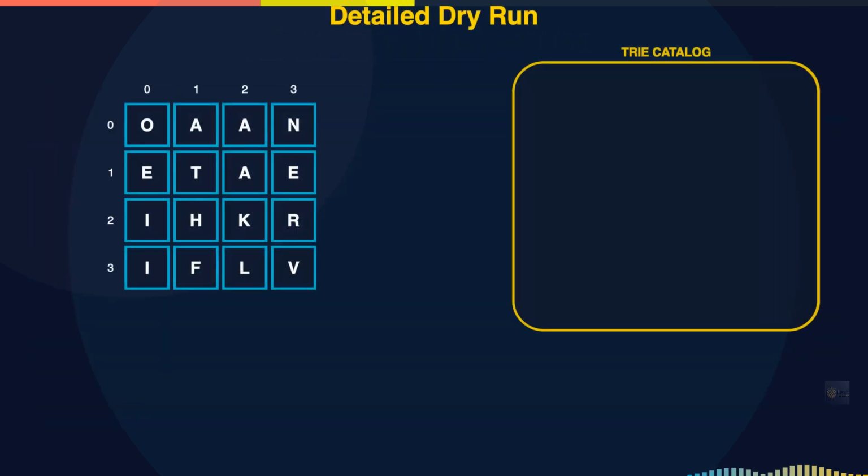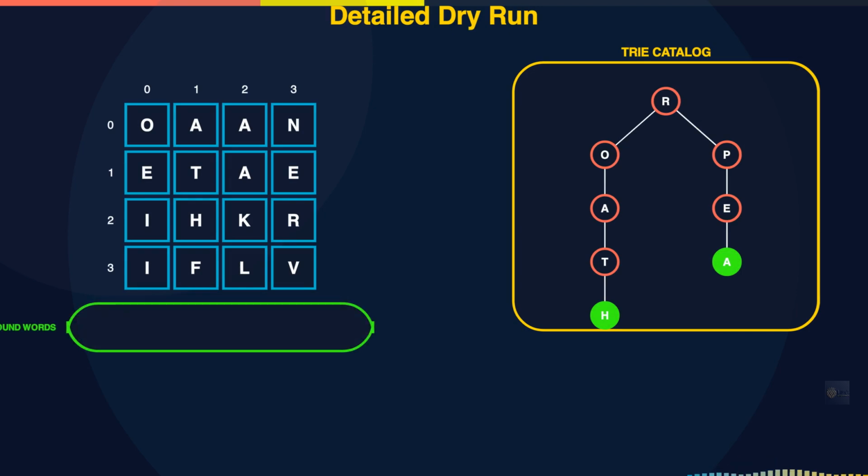Look at the grid on your screen. We have a board with letters like O, A, N, and our word list includes OATH and PA. We start at the top left cell, row 0, column 0. The letter is O. We check our tree. Does any word start with O? Yes. OATH. We move to the neighbor, row 0, column 1. It is A. Does our tree have OA? Yes. We continue to T, and then H. We found a match. We add OATH to our results set and immediately mark it as found in our tree.